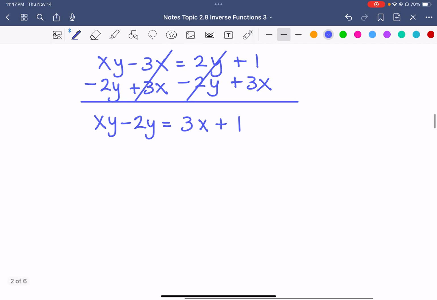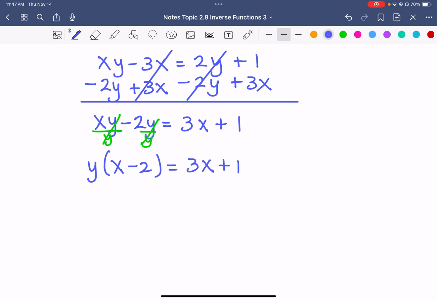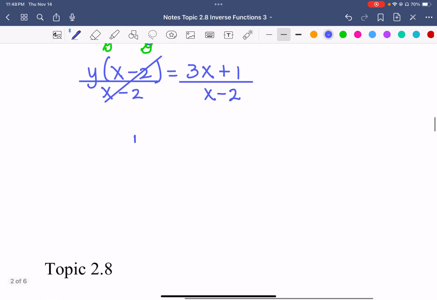All right, after you have all of your y variables on the left and no y variables on the right, you move on to step 4, which is to factor out the y. If you divide both of these by y, these would cancel out and you're just left with x minus 2. Notice that on the right side, the x is positive this time, so we do not have to do the extra step of factoring out a negative. So you only factor the negative if your x is negative. If it's positive, you can skip that step. So now we have y equals 3x plus 1 divided by x minus 2.